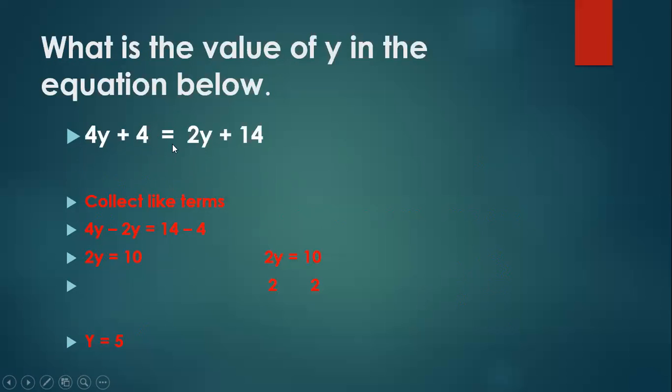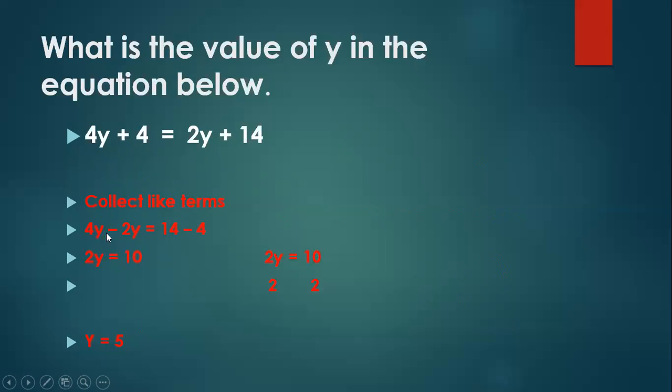4y plus 4 is equal to 2y plus 14. So remember, I want to move this 4 to the other side, but this 2y, I'll move it to this other side. So 4y, let me start with this 2y. If I collect the like terms, remember there's no sign here. We just assume this 2 is positive, and of course it is positive. Anytime you see a number without a sign, it's a positive number. So if you move it to the other side, it will be minus.